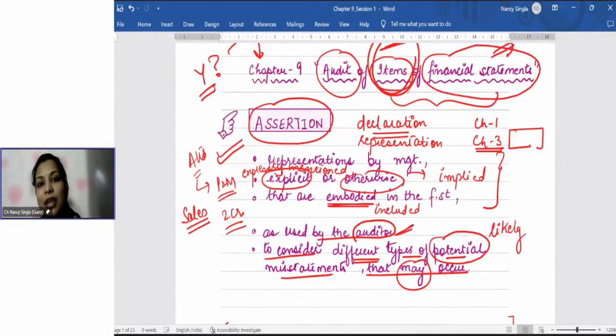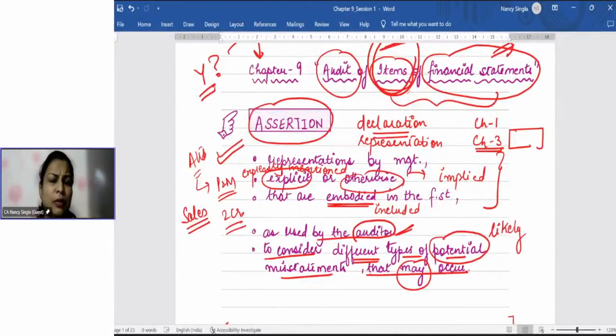The word may here is also very important, है ना। तो अभी हमने सिर्फ क्या पढ़ा है कि assertion होता क्या है। So we have seen, in order to have a better understanding, what I have done is I have divided this definition into two parts. First is the relationship of assertion and the management of the company, and the second part is the relationship of assertion and the auditor.